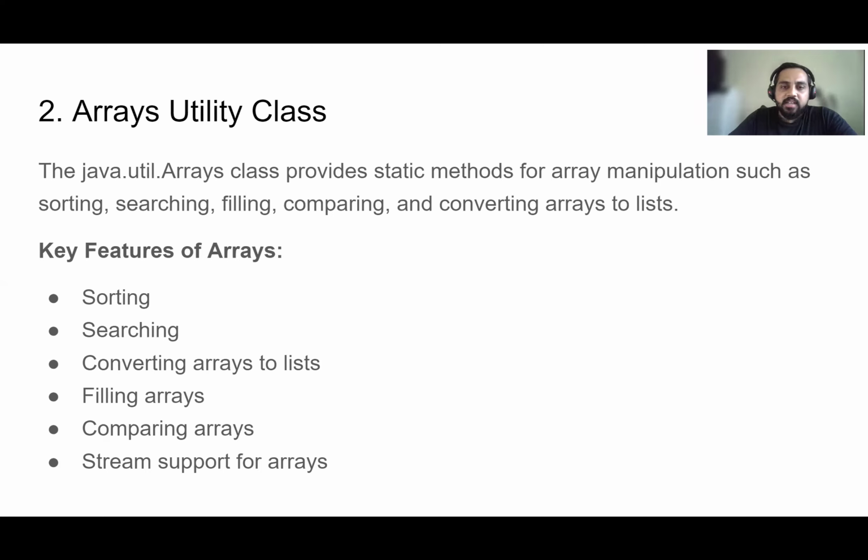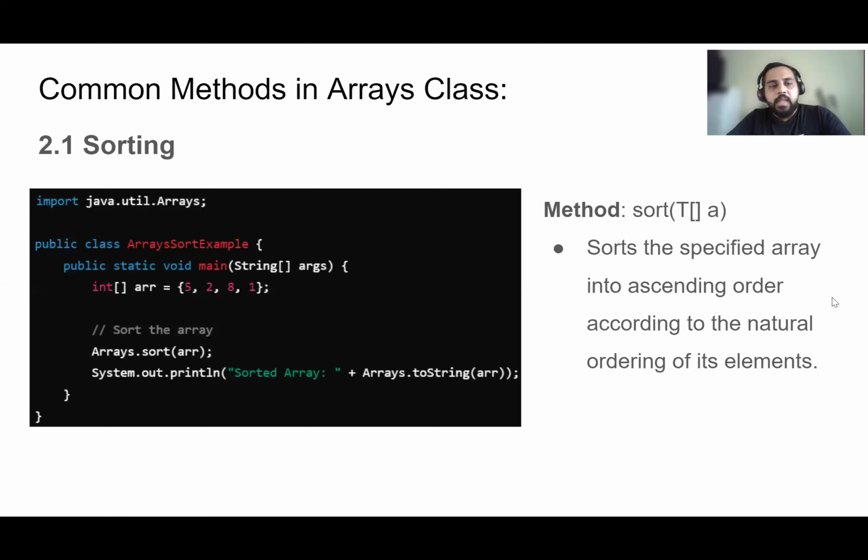We categorized them into some categories like sorting, searching, converting array to list, filling arrays, comparing arrays, and stream support for arrays. Let's see. So first is sorting. I have an array created up here, which is of type integer array, 5, 2, 8, 1. This is like a generic array. It's not a collection. It's just an array. But I want to sort it. So I can use Arrays.sort on the array, and it will sort in ascending order.